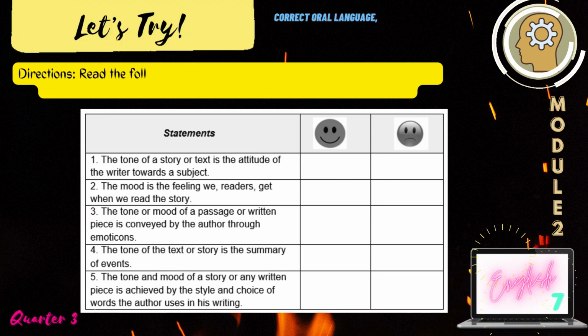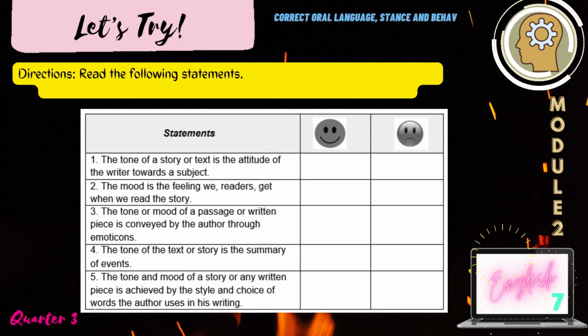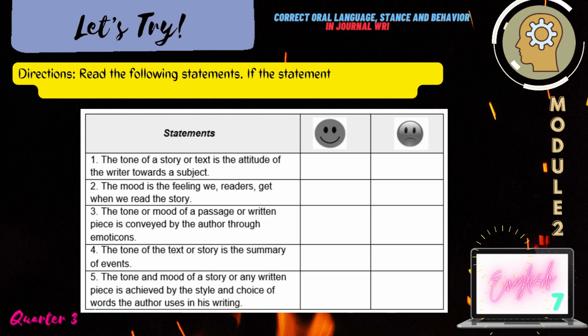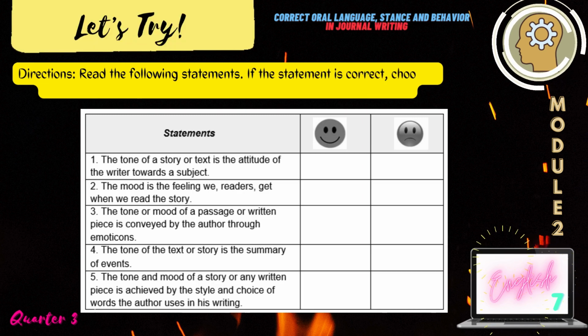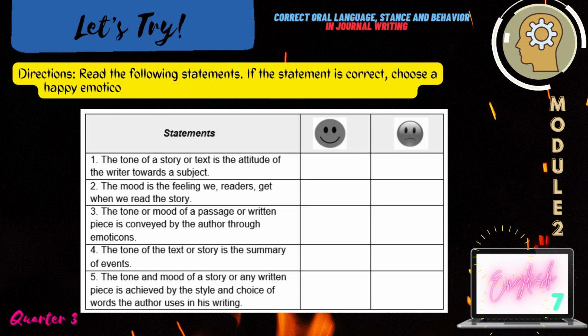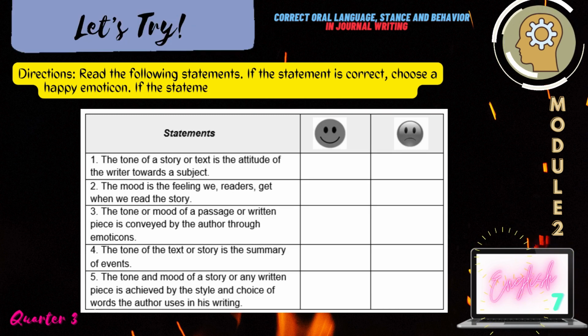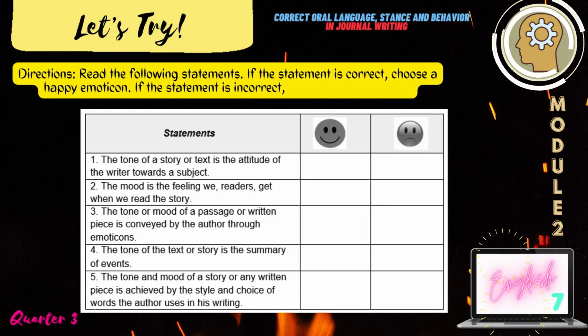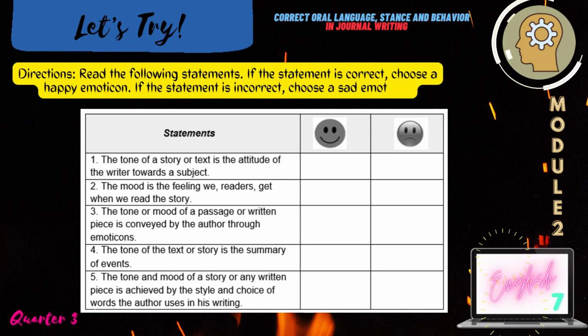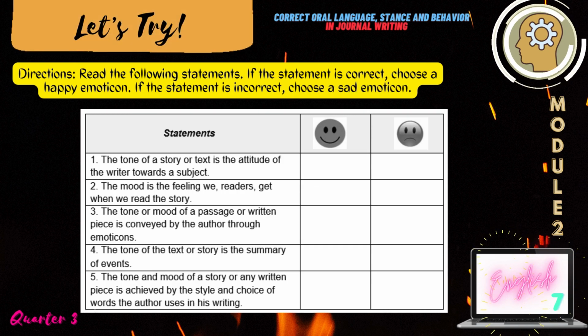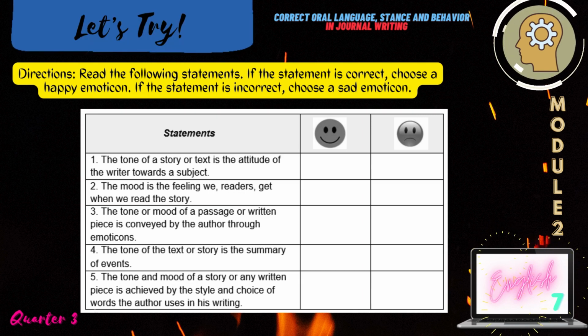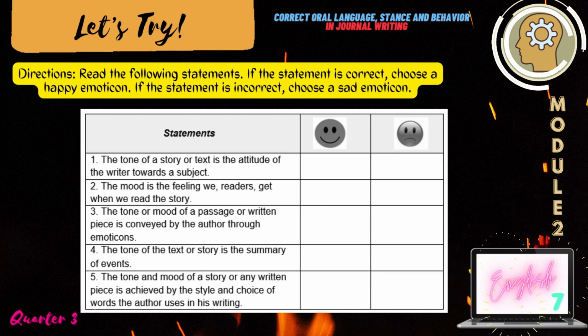Now, let's try to review about tone and mood. If the statement is correct, choose a happy emoticon. If the statement is incorrect, choose a sad emoticon. Number one, the tone of a story or text is the attitude of the writer towards a subject. Happy emoticon. Now, for number two, the mood is the feeling we readers get when we read a story.